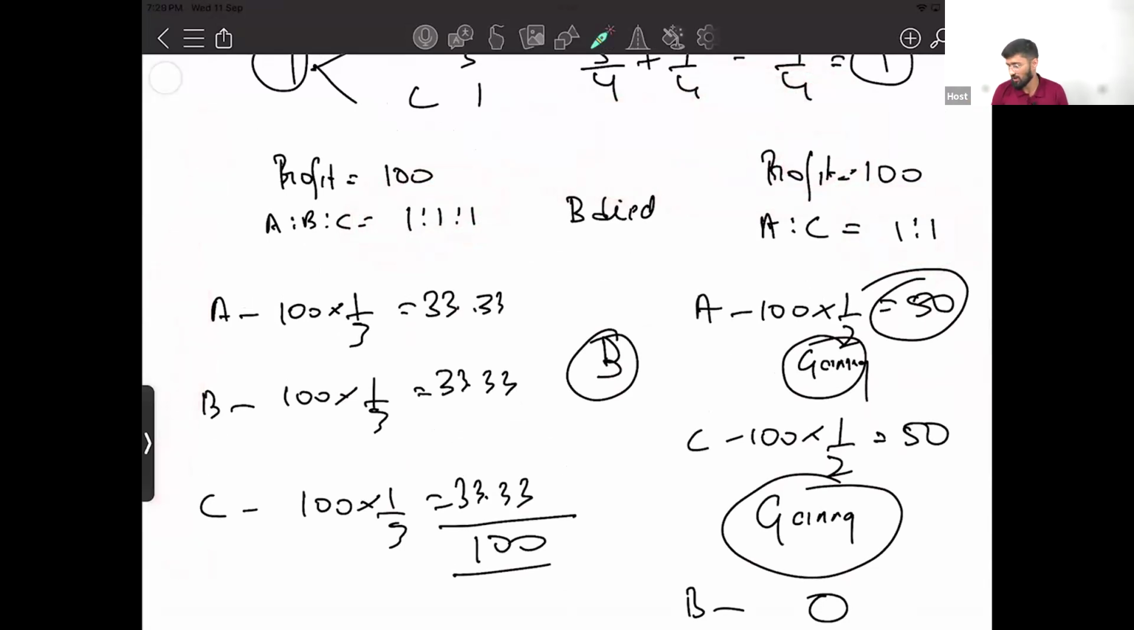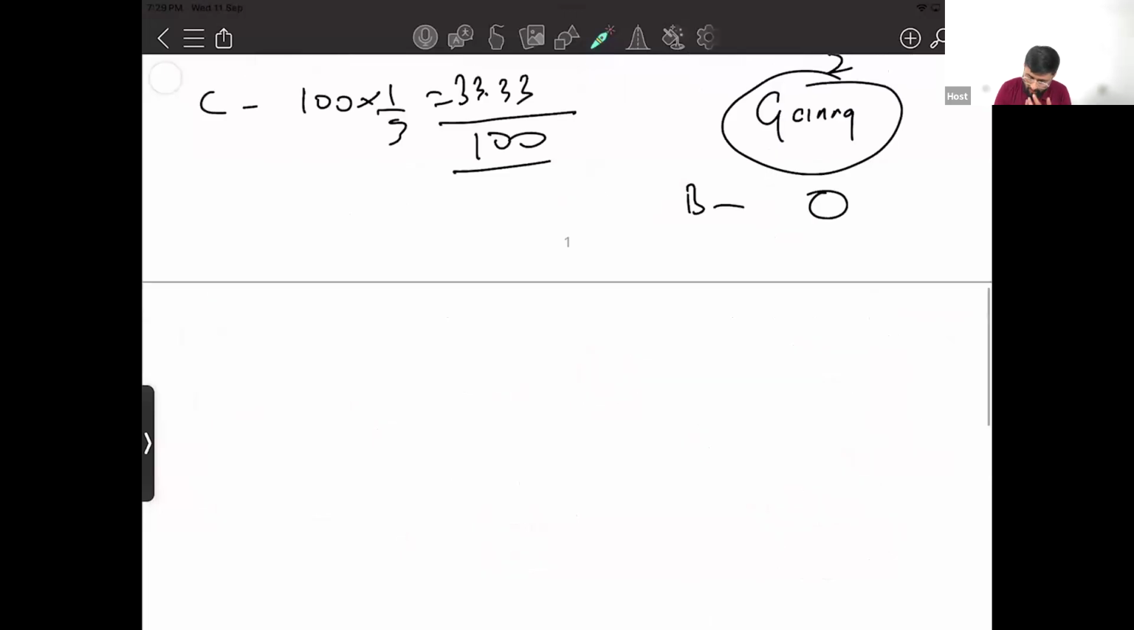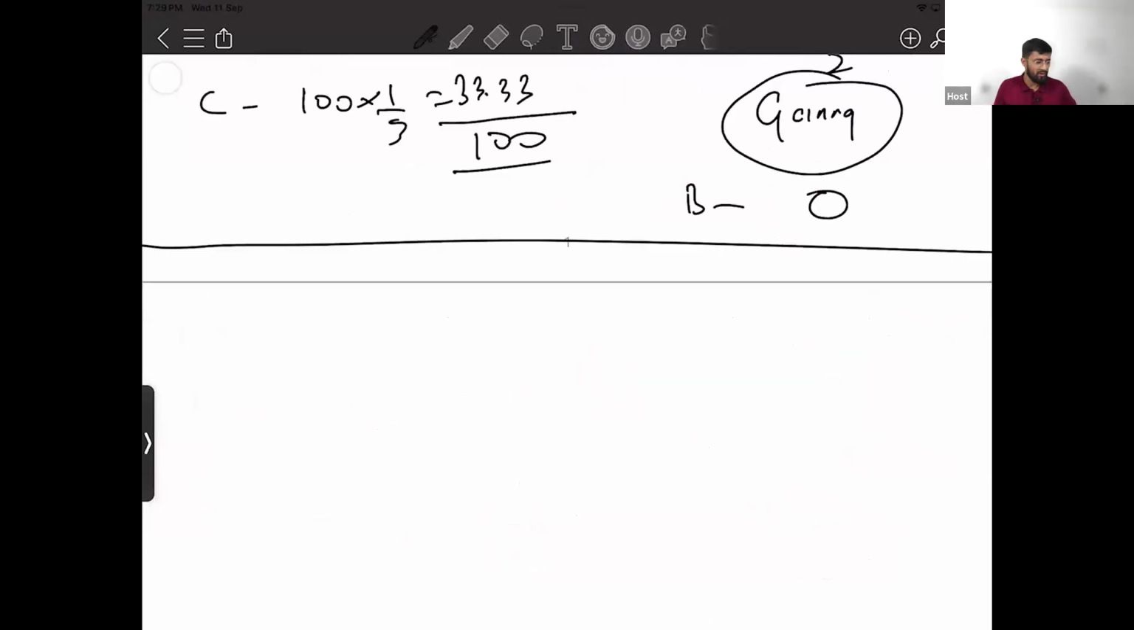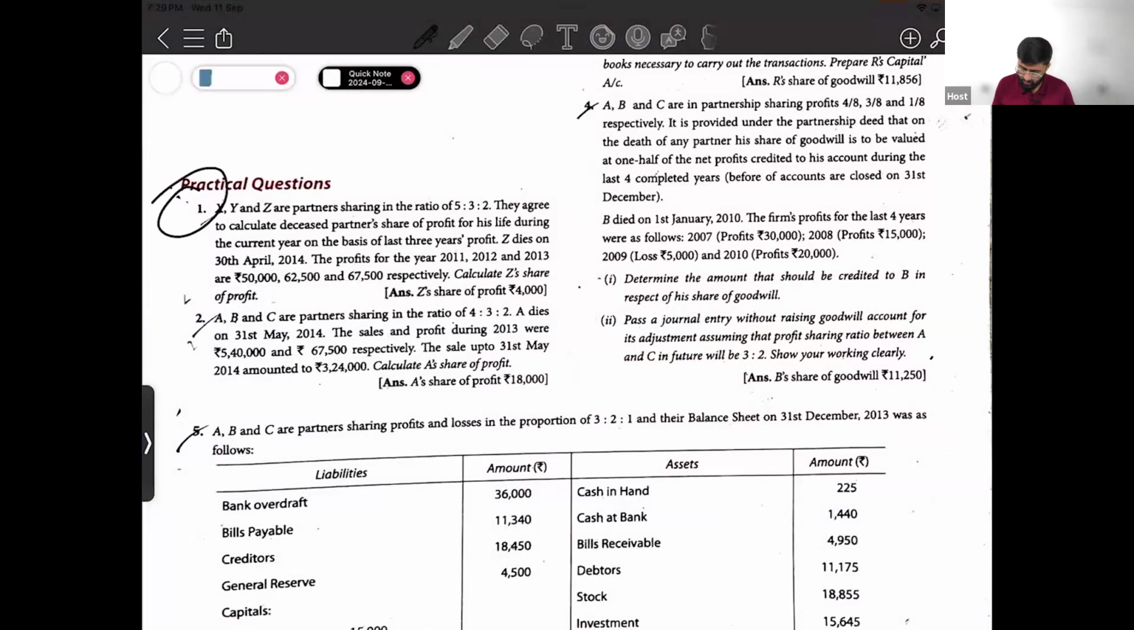The goodwill concept we will see later. Now let's solve questions, then we will be clear with the concepts also. Okay, so let's see question number 1. Straight away move to the questions. I will discuss the concepts as we move forward with the questions.